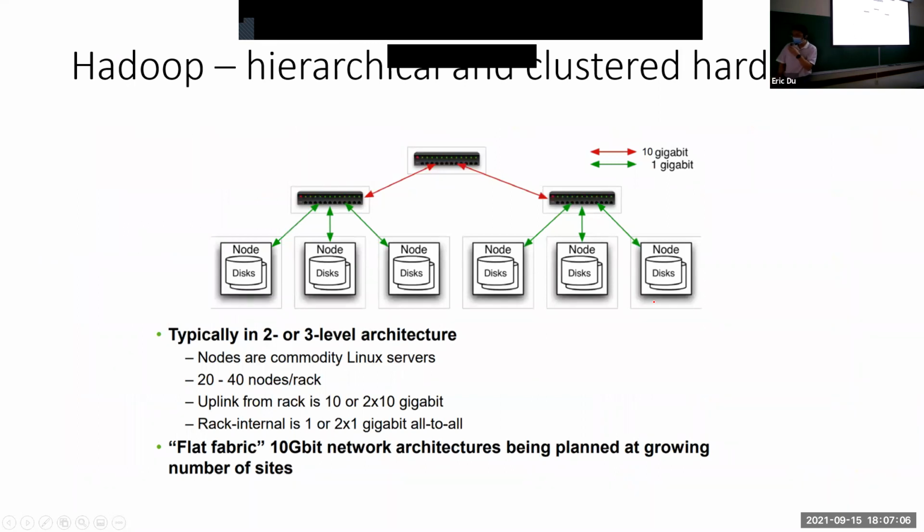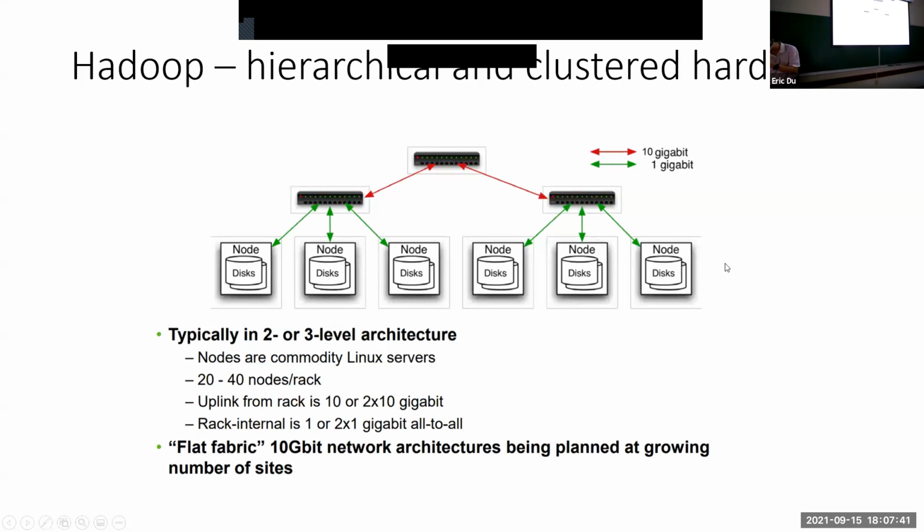And Hadoop uses a hierarchical and clustered hardware solution. So typically we have a 2 to 3 level architecture, and the nodes here are the fundamental level. That's usually commodity Linux servers, which means if you want to apply this big data application for your business, you can just buy regular Linux computers to do that. That's the fundamental thing. And usually for a Hadoop system, you have about 20 to 40 such nodes, or 20 to 40 such Linux servers per rack.